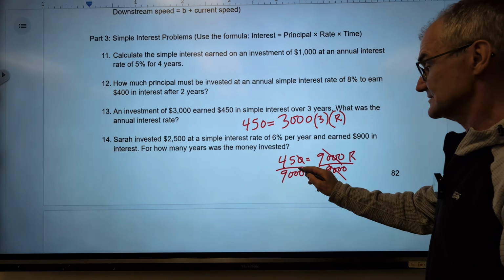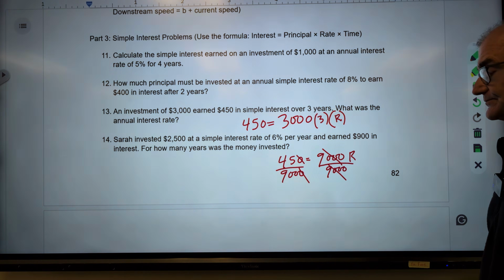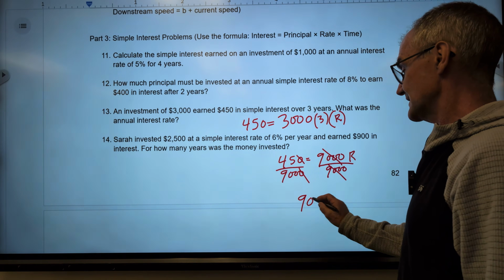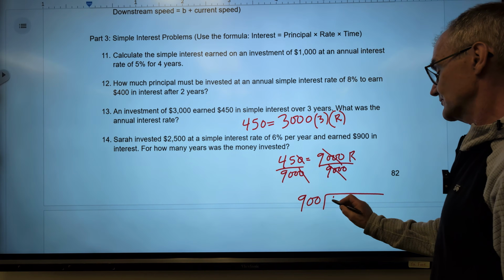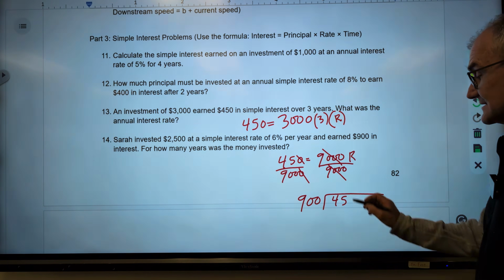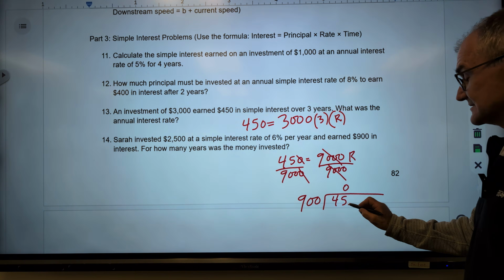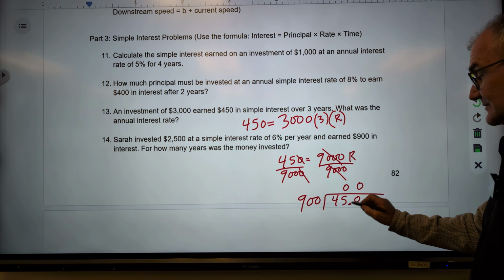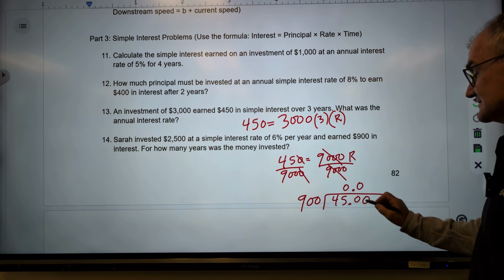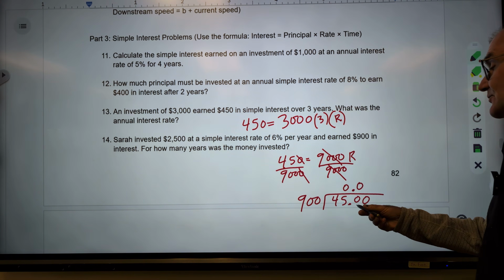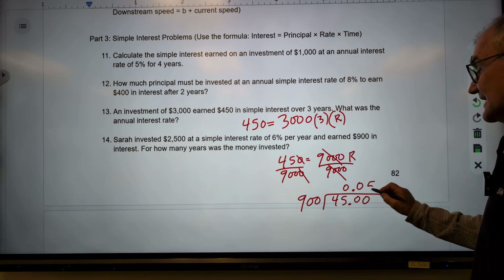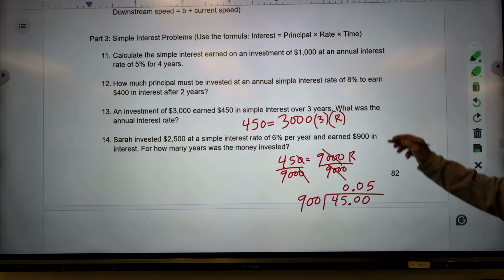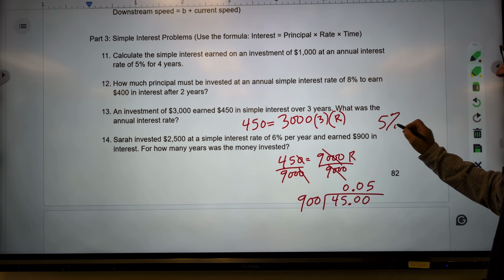I'll cancel one of those zeros with one of those zeros. Remember that fraction falling over. I want to know how many times 900 goes into 45. Well, it doesn't, so that's got to be 0. Put a decimal place here. 900 into 450, it doesn't. My decimal place comes up. Put another 0 there. 900 into 4,500 goes in 5 times. So the interest rate is 0.05 or 5% interest.